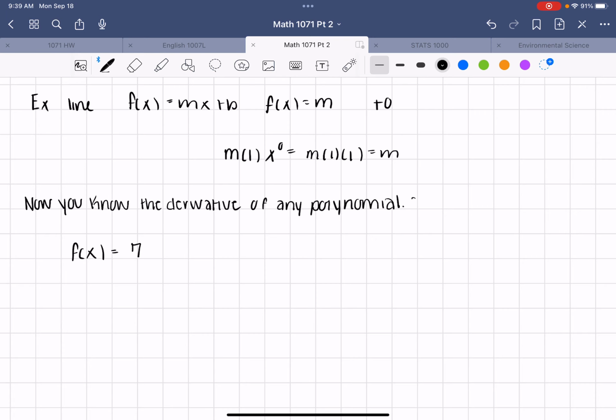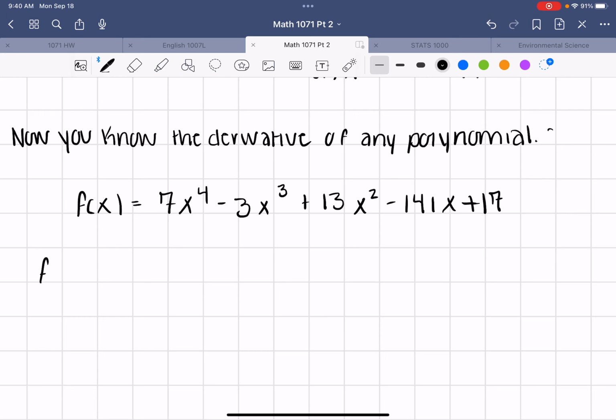So 7 is a coefficient, it stays. X to the 4th, the 4 comes down in front as a coefficient, the new power of x is 1 less. 3, that is a coefficient which stays. The old power of 3 comes down in front as a new coefficient, and the new power of x is 1 less. 13 is a coefficient, it stays. The old power becomes a new coefficient, the new power is 1 less.